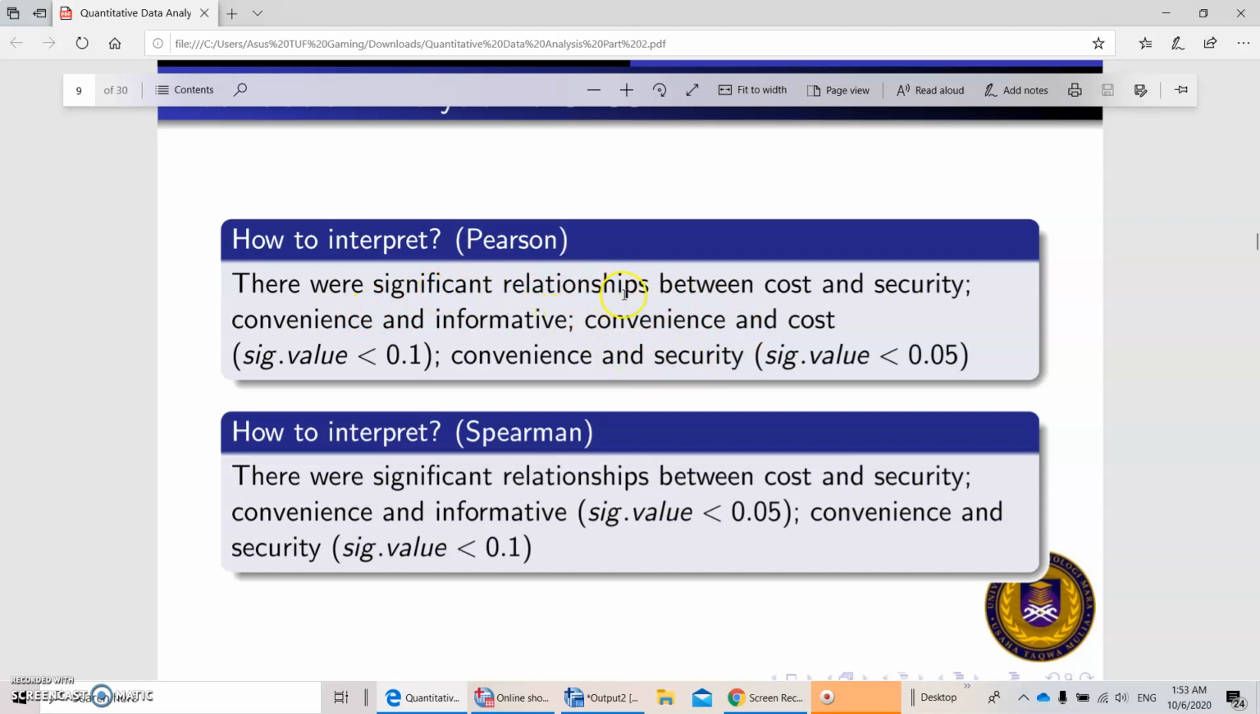So how to interpret? There were significant relationships between cost and security, convenience and informative, and convenience and cost, significant at 0.1. Convenience and security are significant at 0.05 for Spearman. But please make sure that you test the normality of the data. If the data is normal, then you can use Pearson. If the data is not normally distributed, use Spearman. For Spearman, this is the interpretation.